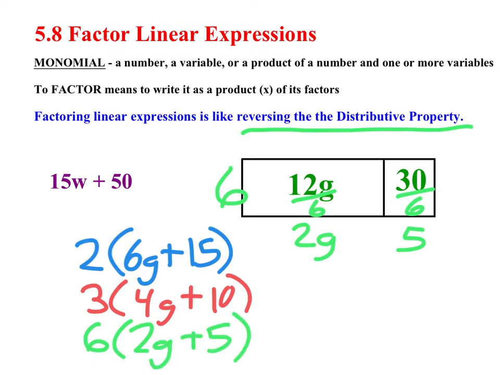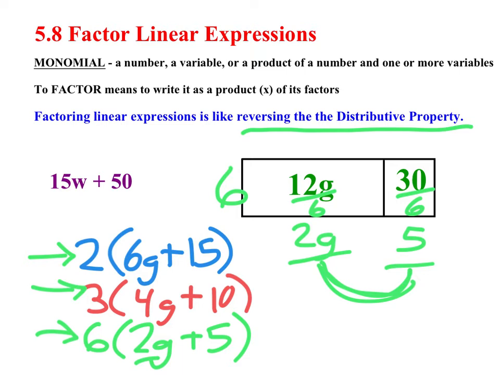And the best way to do it is at the end, look at your remaining numbers, the 2 and the 5, and see if they are relatively prime. That doesn't mean they have to be prime numbers, but it means that the greatest common factor of these has to be 1 if you want it to be fully factored. This one is factored, this one is factored, but this one is fully factored because the 2 remaining monomials have no common factor other than 1.